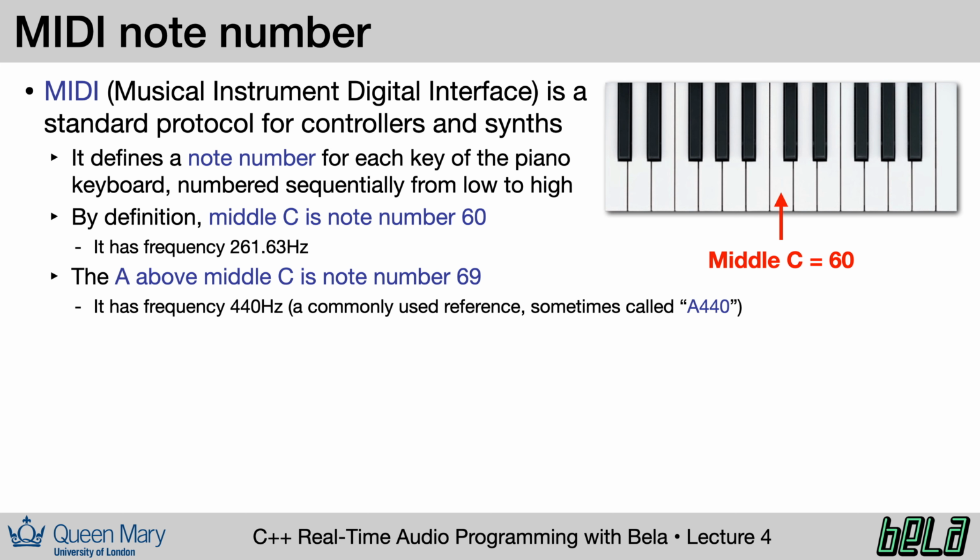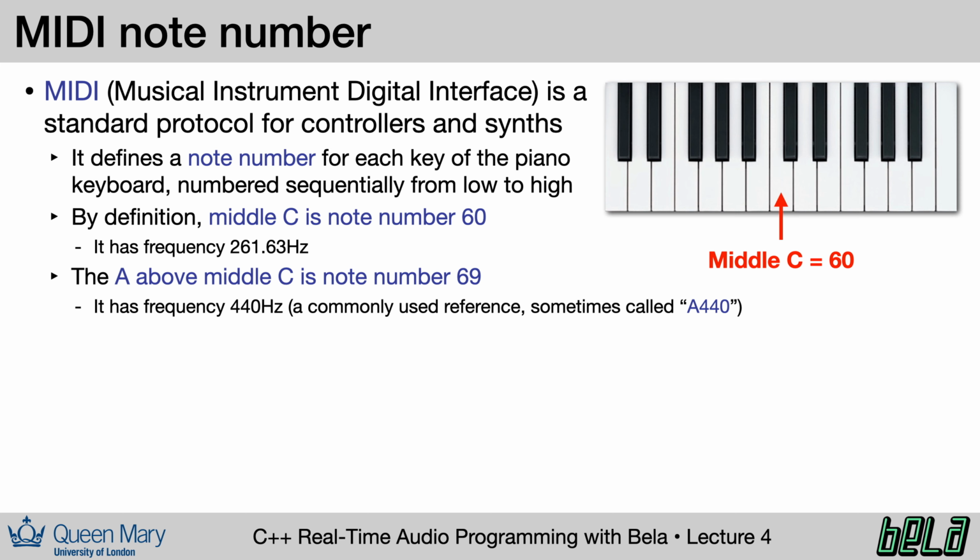It's been around since 1983, widely implemented in the industry, and relatively few updates until very recently when the MIDI 2.0 standard was released. MIDI, in its original 1.0 incarnation, defines a note number for each key of the piano, and these are numbered sequentially from low to high, with the convention that middle C is always note number 60. What that means is that the lowest key of the piano works out to be 21, the highest C on the piano is note number 108. The A above middle C is note number 69 by the same count.